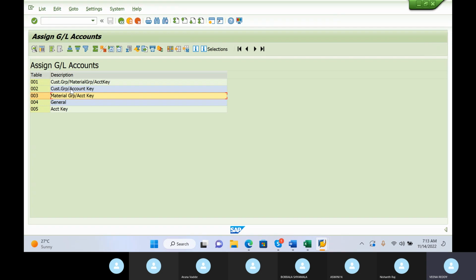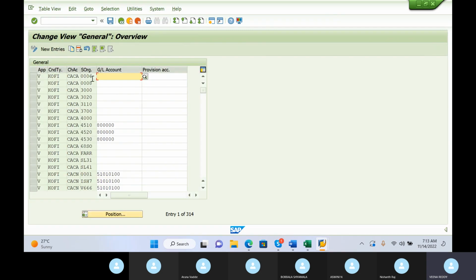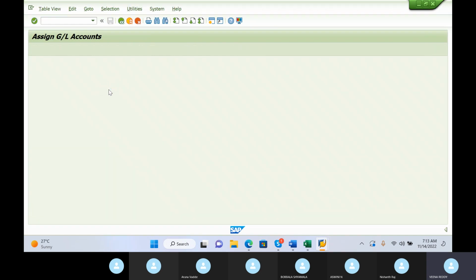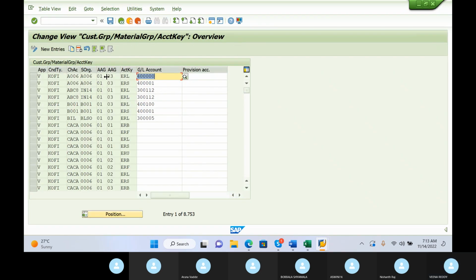This is totally related to customer and accounting key. This is not related to material. And this is related to material, but not the customer group side. This is general. We will give only the chart of accounts and organization. We are not giving any accounting keys or account determination here. Okay, I'll show where we are giving this account determination. This account determination is related to the customer master, right? Okay.